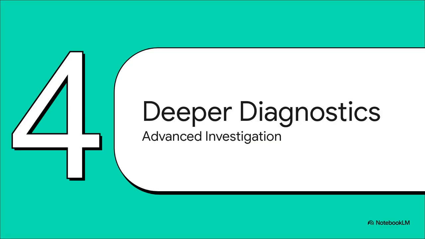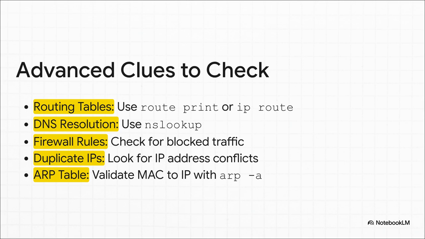Let's say the basics haven't cracked it. The mystery is deeper than a loose cable or a simple reboot. Now our detective needs to pull out the forensic kit, the more advanced tools, and really dig in. Now we're digging into the nitty-gritty. For instance, nslookup helps you check for DNS problems. That's the internet's phone book. It's when you can ping 8.8.8.8 just fine, but you can't get to google.com. Or you might have a duplicate IP address, where two different devices are fighting over the same house number, causing total chaos. These are the trickier culprits for sure, but finding them is how you solve the really tough cases.